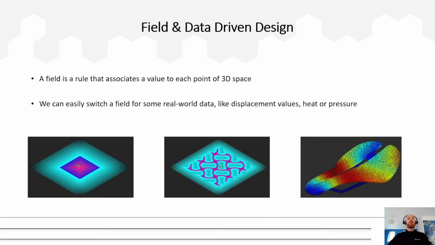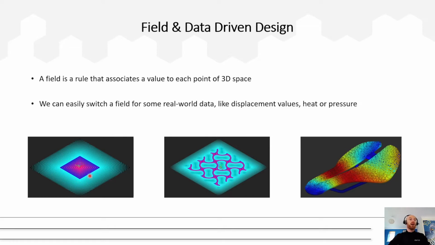Okay, so field and data-driven design. A field is a rule that associates a value to each point of 3D space. So it's the idea that every point in space is represented as a distance, and by using maths, we can assign a positive or a negative number to that point. So in the screenshot below, we can see this is a field taken through the section of a cube.